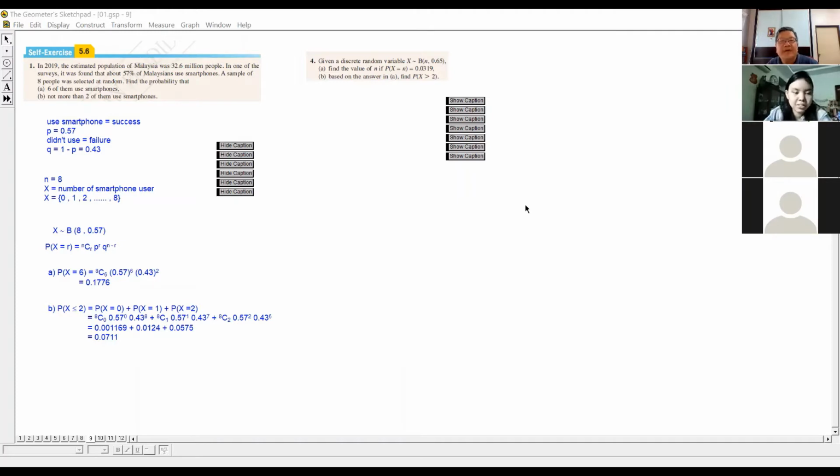Question number 4. Read. Given a discrete random variable X, B(n, 0.65), find the value of n if P(X = n) = 0.0319. Based on the answer in A, find P(X > 2).